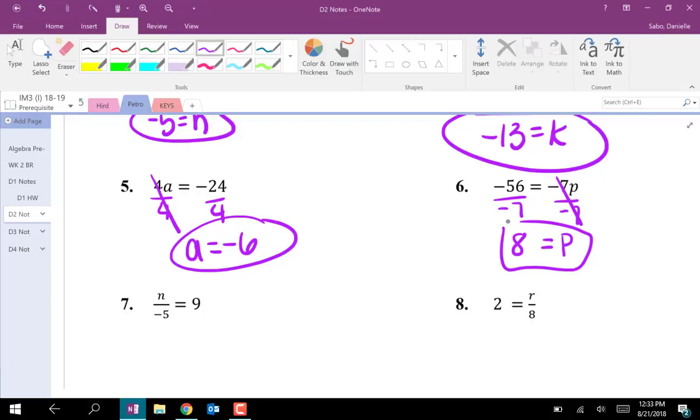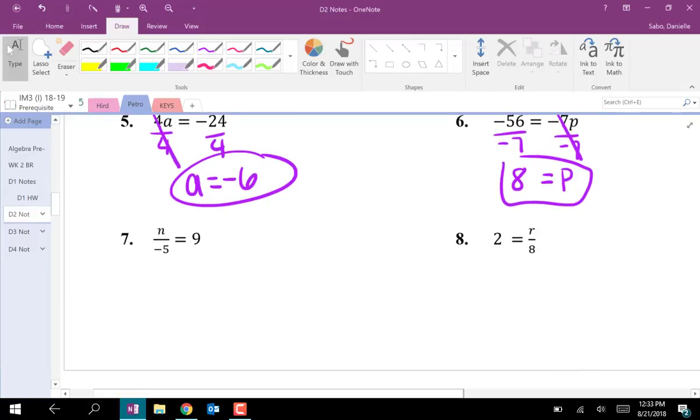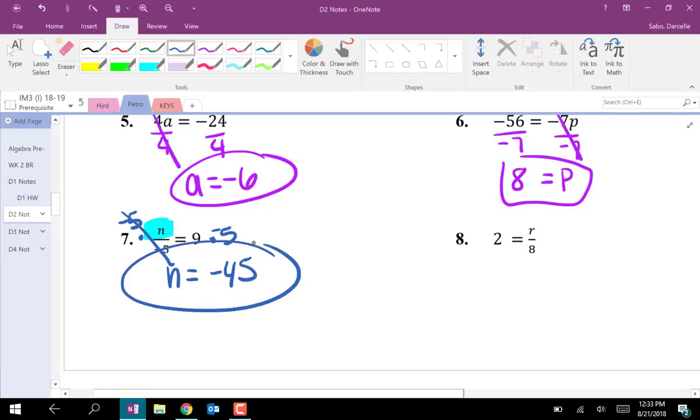Okay, the only reason why it's positive 8 is because a negative divided by a negative is going to get you a positive. Okay, now let's look at 7 and 8. They're kind of the same kind of question. If you were to read it, and some people struggle with this because they just don't understand what that line is. Hold on, Riley. The n is on the left side, and when you read it, it says n divided by negative 5. So what's the opposite? What do I have to do to both sides? Yeah, multiply by negative 5. So sometimes when you read math, you can read it out loud or in your head, and you're able to do that a lot easier, which gets you a negative 45. Okay? Do 8, please.